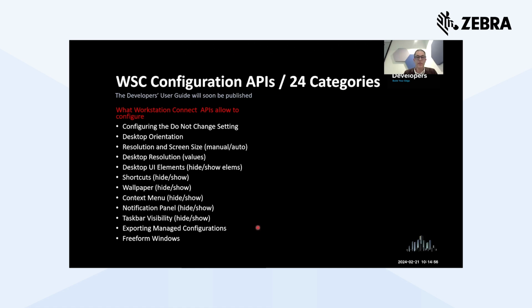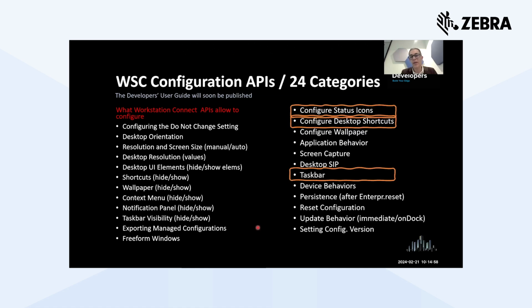But there's also a number of categories which are slightly more complex and allow a finer tuning of the elements displayed on the UI. For instance, you can configure the status icons in detail, the desktop shortcuts, and also, for instance, the taskbar. The items that I circled here in these slides have a specific analysis in the next slides.